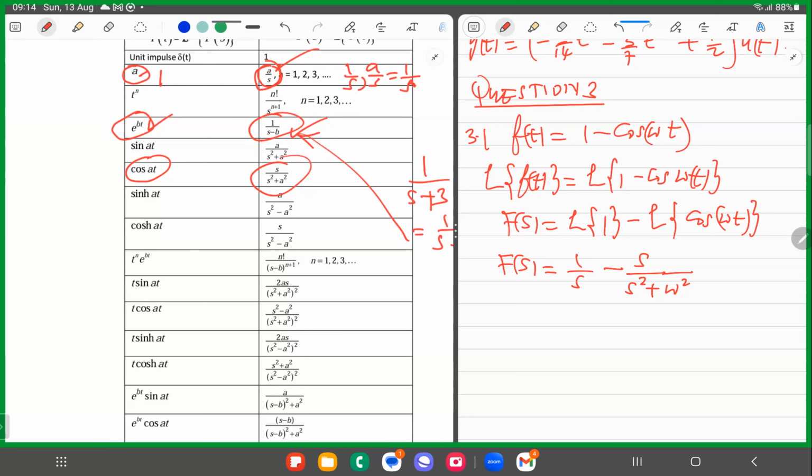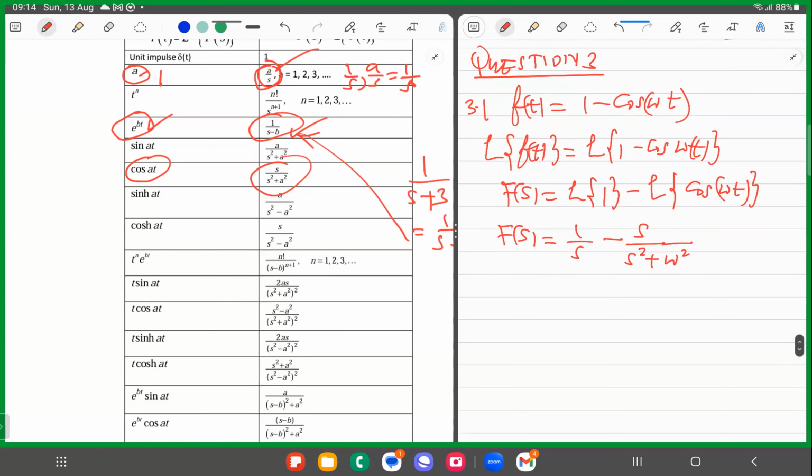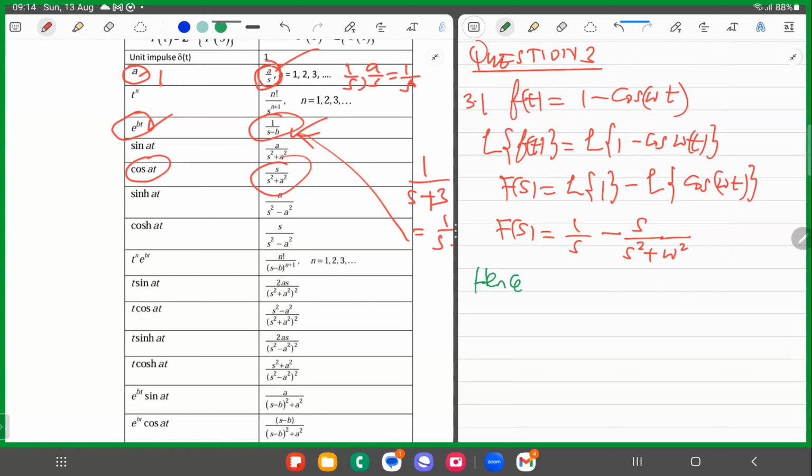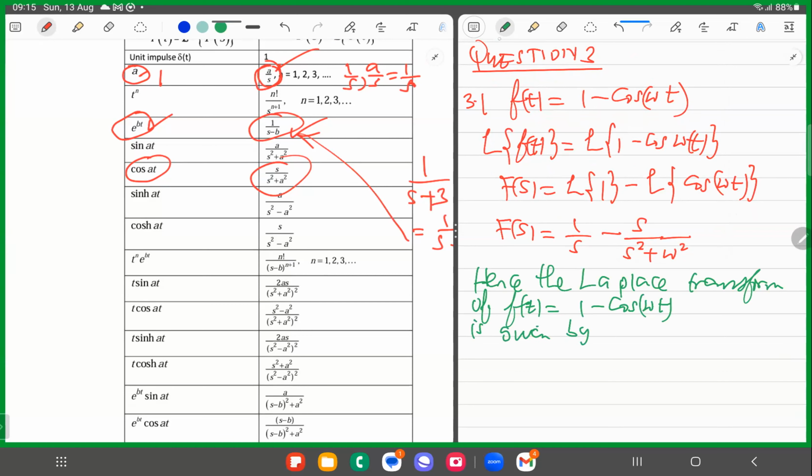Then, that is the answer. In other words, the conclusion is therefore that the Laplace transform of f of t, which equals 1 minus cosine omega t, is given by F of s, which is 1 over s minus s over s squared plus omega squared.